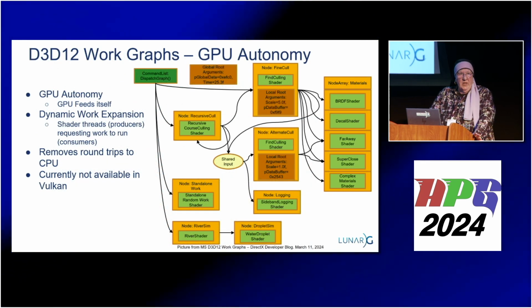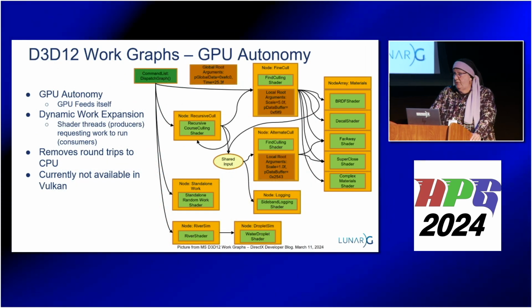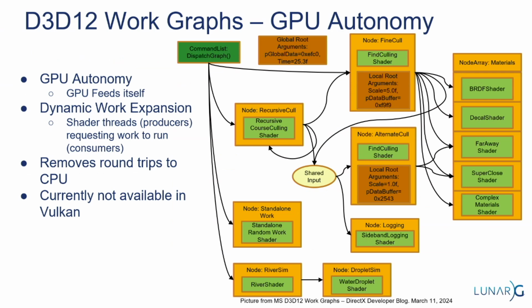Work graphs, I think everybody knows what they are. This is a fine example of a GPU-centric universe. Work graphs are giving more autonomy to the GPU. The GPU can feed itself and create more workloads and keep executing. It removes round trips to the CPU. Now, this is currently not available in Vulkan, but this is a prime example of a GPU-centric universe feature.